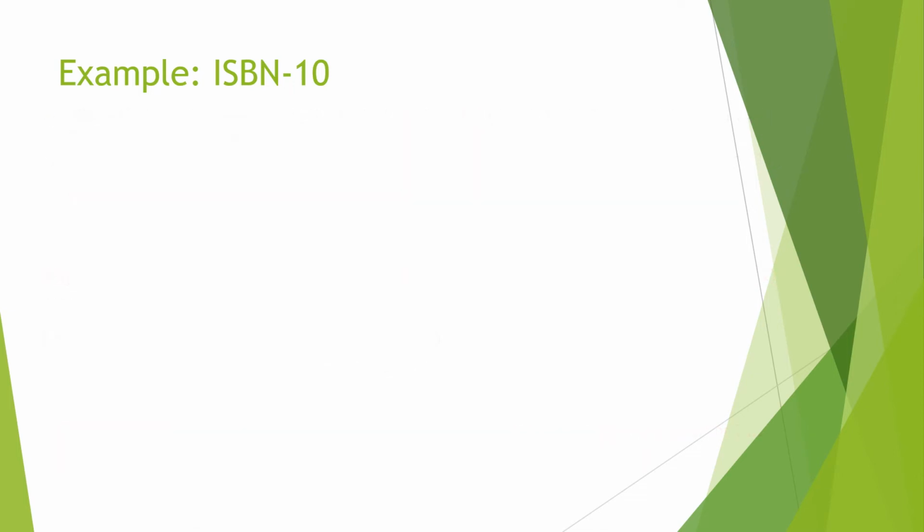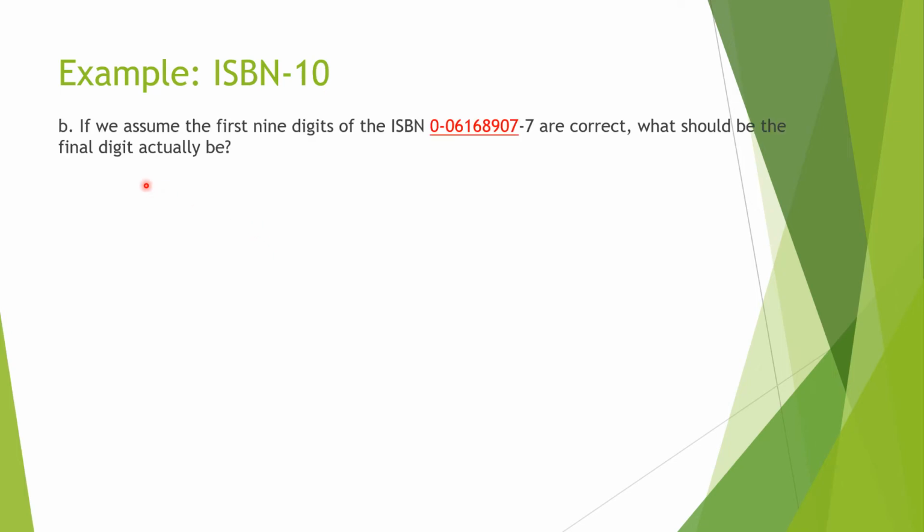Since the given ISBN for the book The Lost Girls is not valid, we have here an example, which is to assume that the first 9 digits of the ISBN 006168907-7 are correct. What should the final digit actually be? So this time we have to determine the correct check digit.